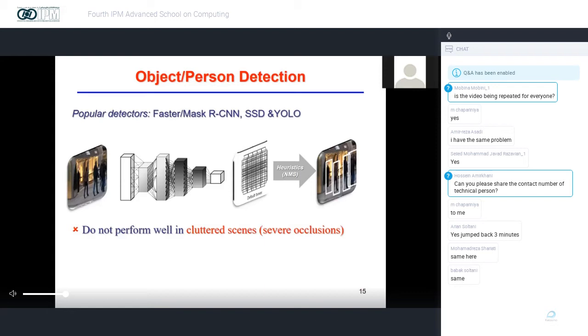As I said, another problem is that this post-processing heuristic, independent of how we do the learning, becomes a bottleneck for object detection, which is very, very important for the task of navigation.